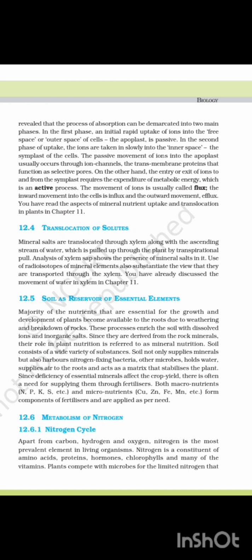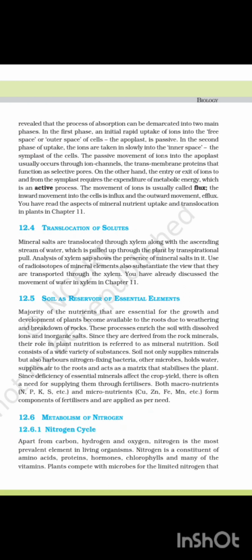Soil consists of a wide variety of substances. Soil not only supplies minerals but also harbors nitrogen-fixing bacteria and other microbes, holds water, supplies air to the root, and acts as a matrix that stabilizes the plant. Since deficiency of essential minerals affects the crop yield, there is often a need for supplying them through fertilizers. Both macronutrients and micronutrients form components of fertilizers and are applied as per need.